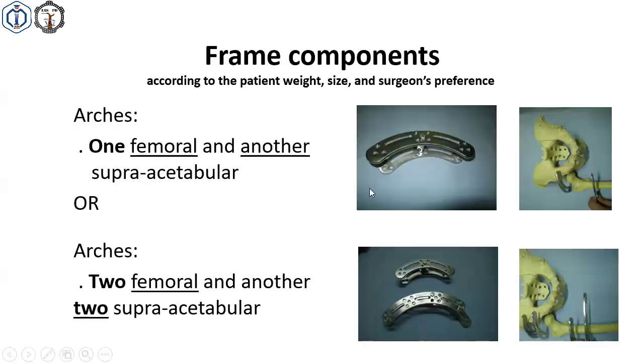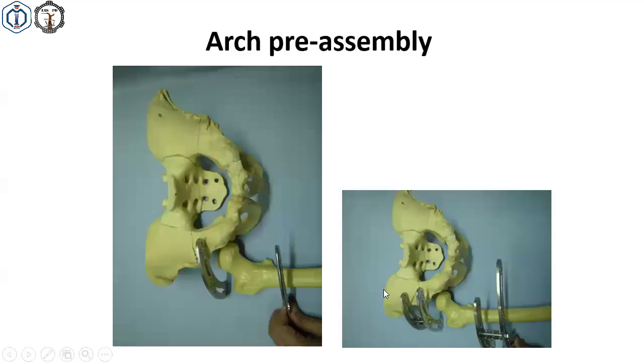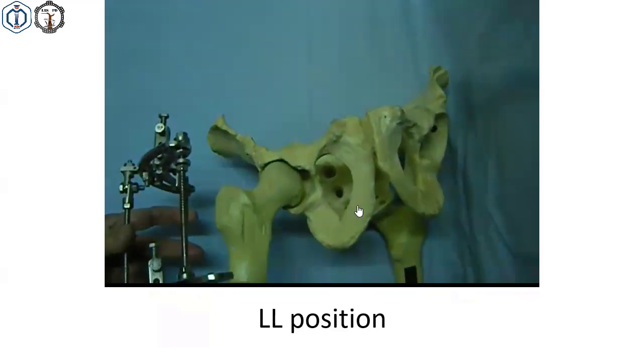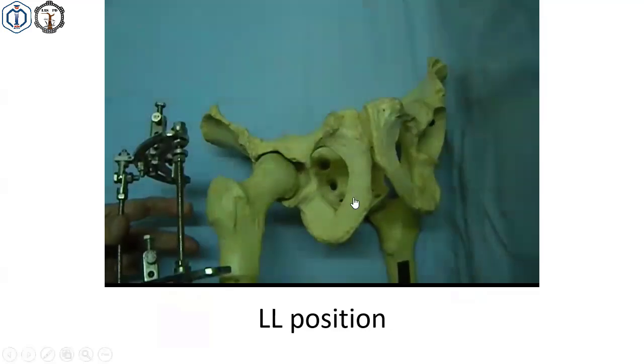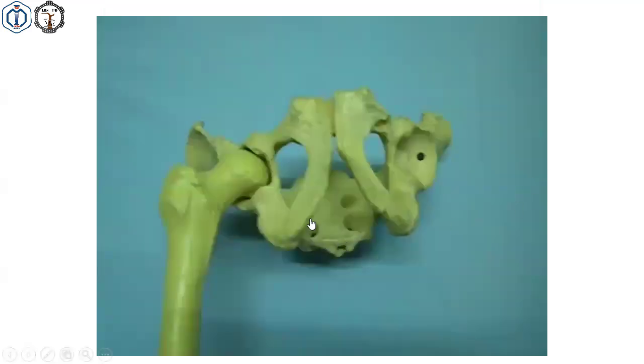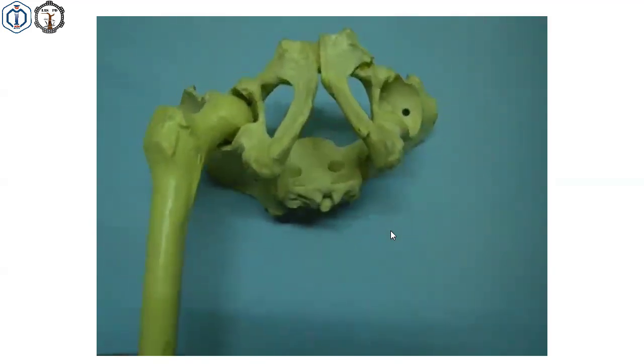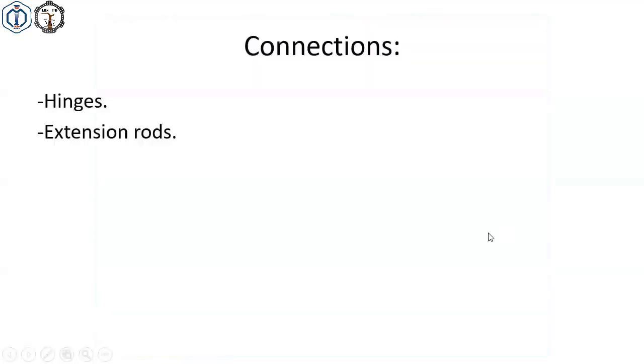So the frame components, as we mentioned: one arch above or proximal, one arch supra-acetabular, one arch femoral, two arches supra-acetabular, two arches femoral, as is clear here, and here we can see how it could be constructed. Also here we can notice that if we apply it in some sort of flexion and abduction, we will have free movement.